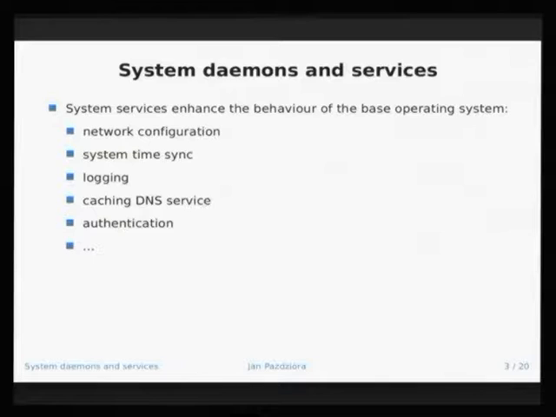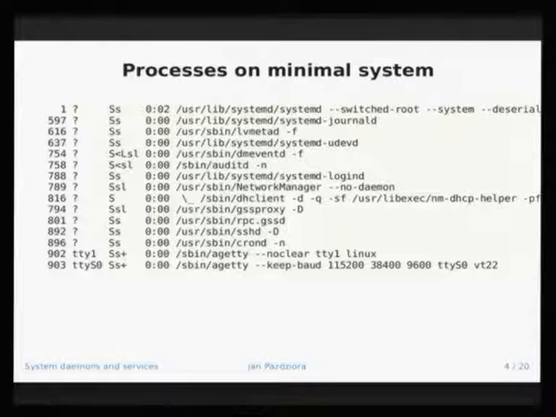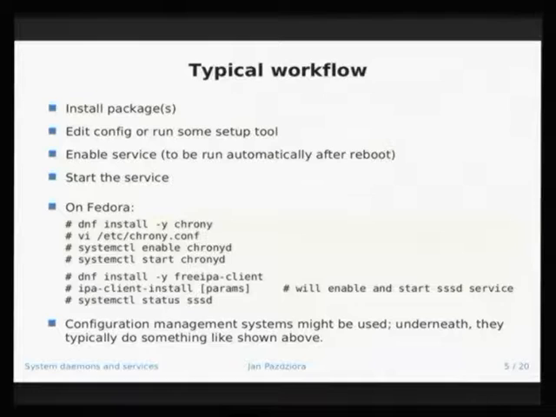So even if you take a minimal Fedora cloud image, there will be some system services running there, right? NetworkManager, dhclient. So typically, how do you get there? Well, you install the software, you tweak the configuration manually or using some tool. You enable the service so that after reboot you still have it running, and you start the service, and you are there. You might use some configuration management system, Puppet, whatever, to do it. But eventually, underneath, they would do exactly, or in some way, these steps.